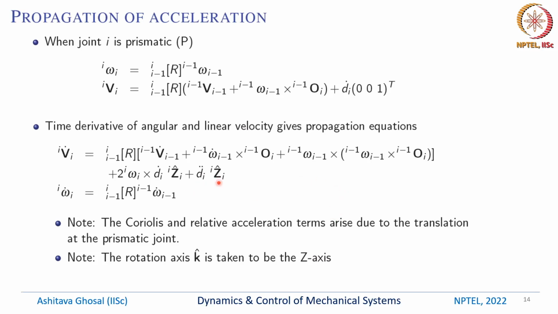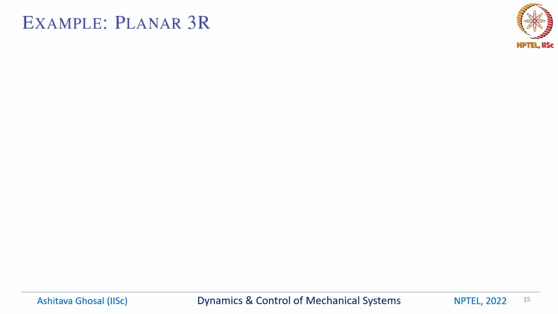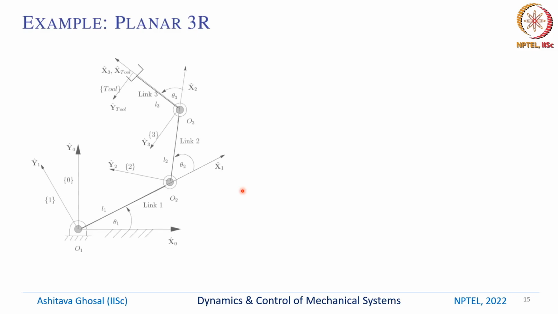And again, in this example, or in many other examples, we will take the k-axis as the z-axis. If the k-axis is some other axis, these expressions will be much more complicated. So let us look at the example of a planar 3 degree of freedom robot, because this is very simple and we can work it out on these slides and then you can work it out yourself.